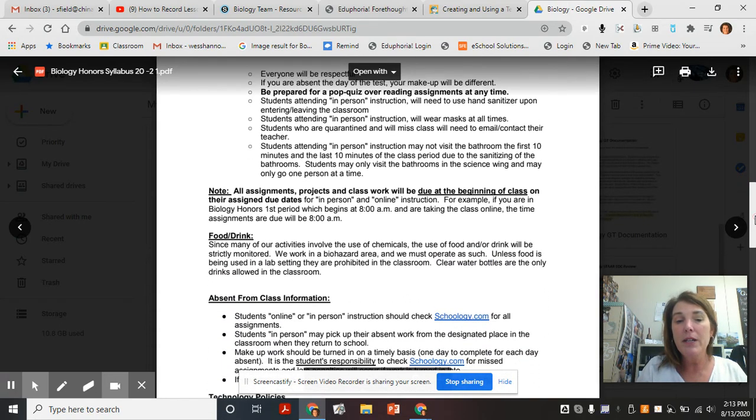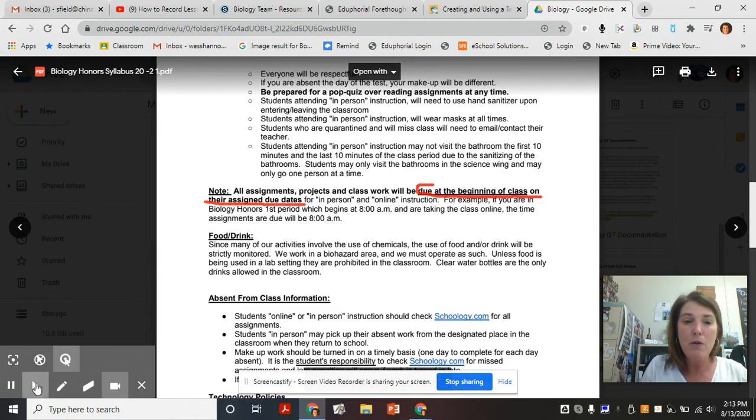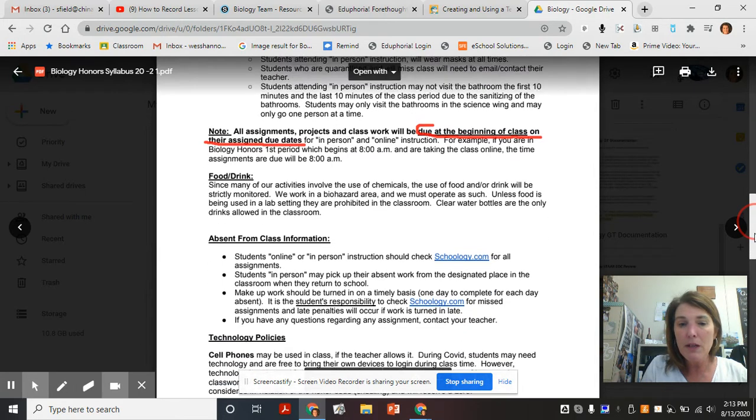Something that I feel like you guys online may need to know more than the kids in class is this section right here. All assignments, projects, and anything that we will have will be due at the beginning of class on their assigned due dates. So that means if you have me fourth period, at the beginning of fourth period, that assignment or that project is due that day.